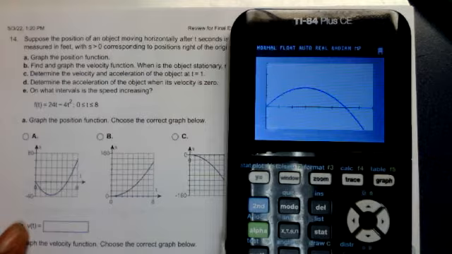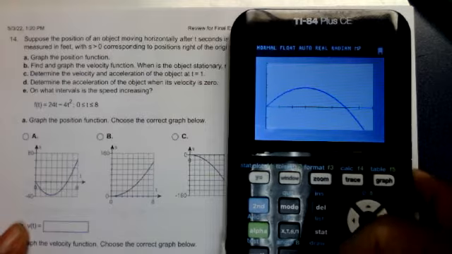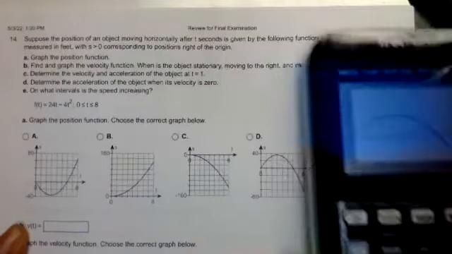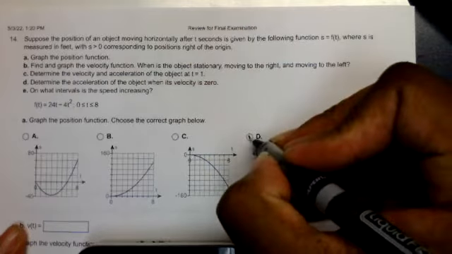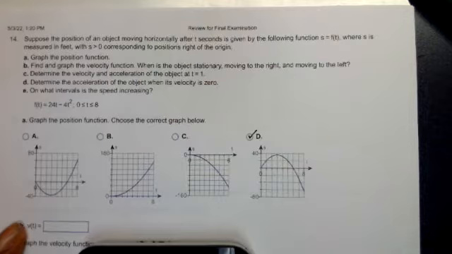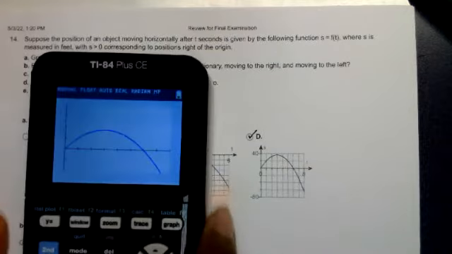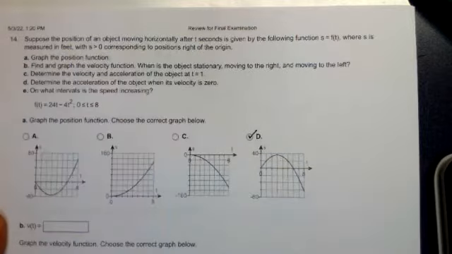This is what the graph looks like. And here we want to find out which one of these matches that. It looks like graph D would match this graph. Okay, so we'll select graph D as our answer.